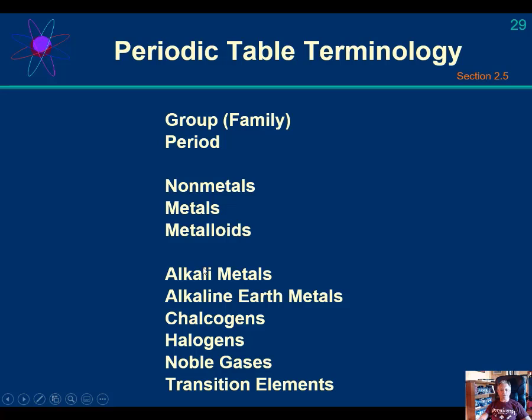And then specifically, we're going to want to learn which groups are the alkali metals, the alkaline earth metals, chalcogens, halogens, noble gases, and what we call the transition elements.